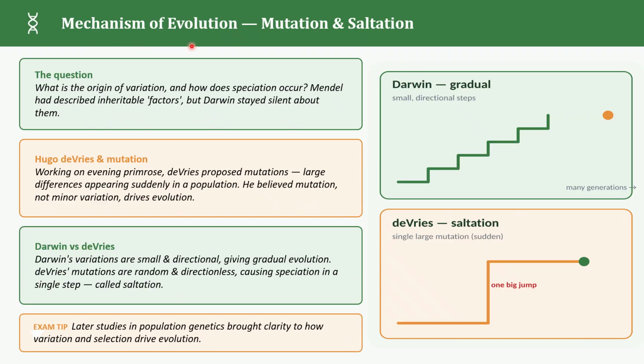Next we are going to see the mechanism of evolution. Now comes an important question: where do these variations come from? Darwin knew that variations existed, but he could not explain their origin. Later, scientists like Hugo de Vries provided an explanation. That is mutation. While working on the evening primrose plant, Hugo de Vries observed sudden large changes. He called these changes mutations.